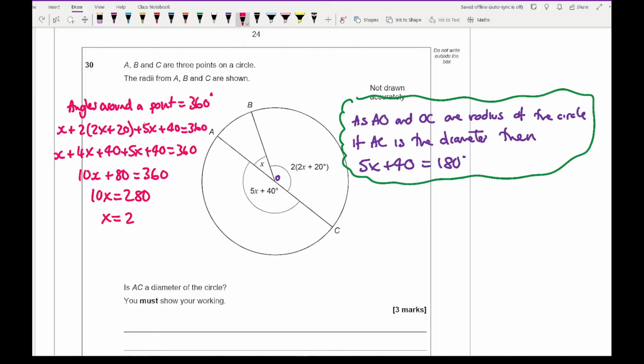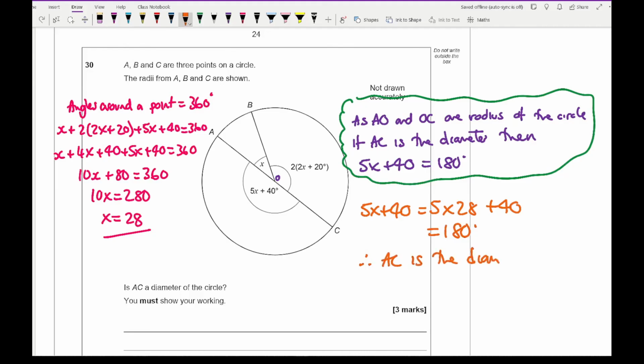Then from this fact, we can then use and try and work out, so therefore 5x plus 40 is going to be 5 times 28 plus 40, which does equal 180, so therefore AC is the diameter of the circle, and so the answer is yes.